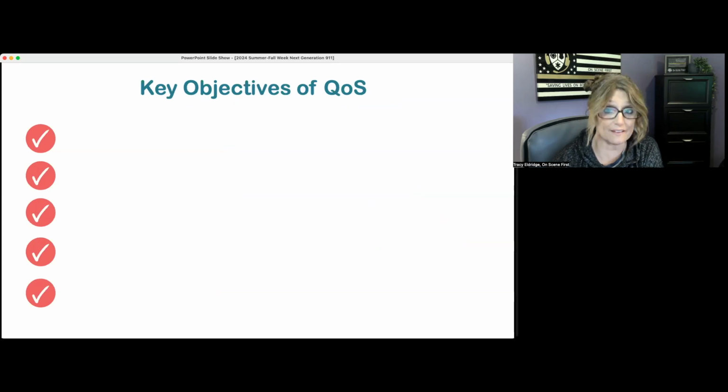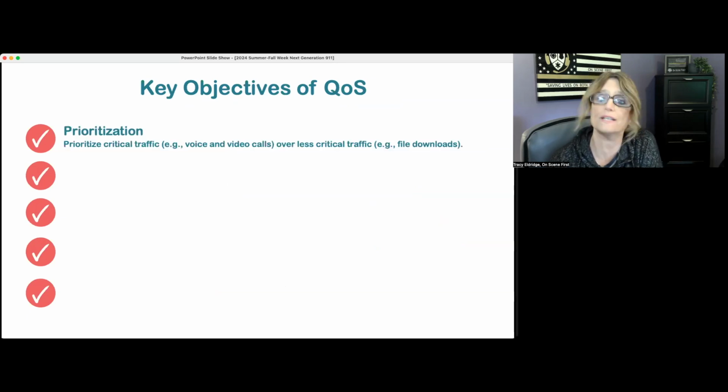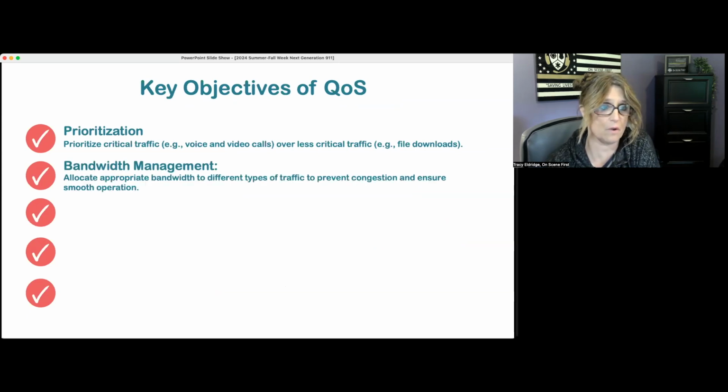The key objectives of QoS are prioritization. So just what it says, prioritizing critical traffic over less critical traffic when it comes to the processing of the 911 call. Bandwidth management, allocating appropriate bandwidth to different types of traffic to prevent congestion and ensure smooth operation. So, unfortunately, we've had scenarios where our 911 systems have been inundated because of big major incidents, and sometimes the calls need to be sent in different directions, going to backup agencies, etc. So quality of service helps with that as well.